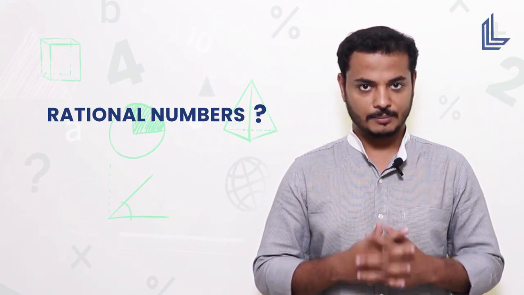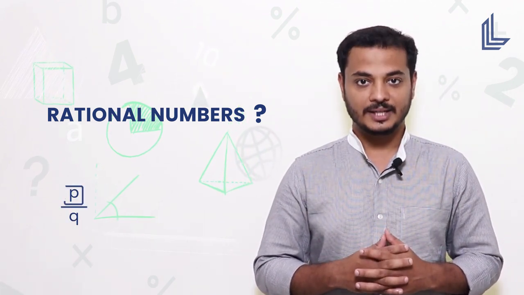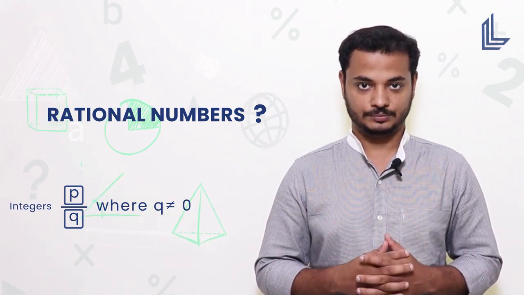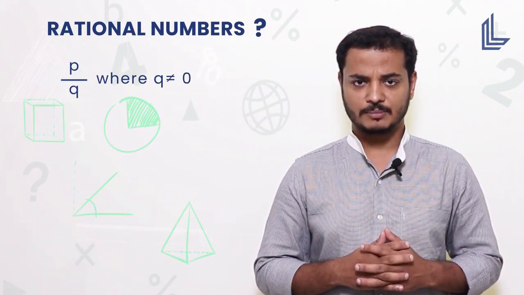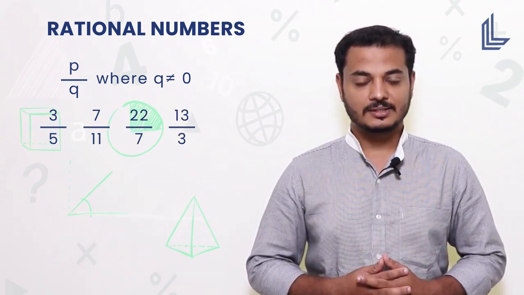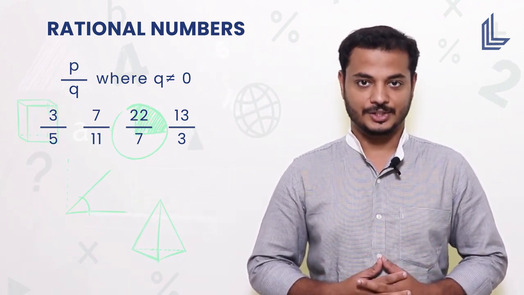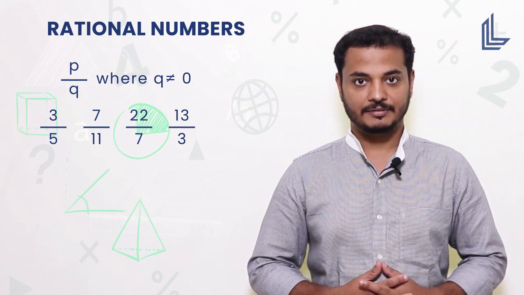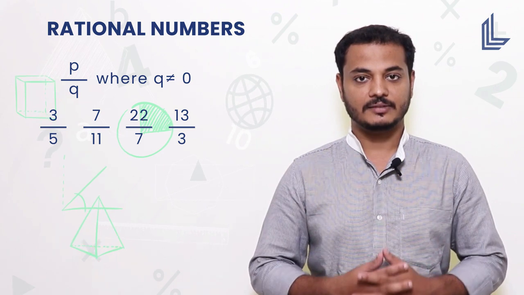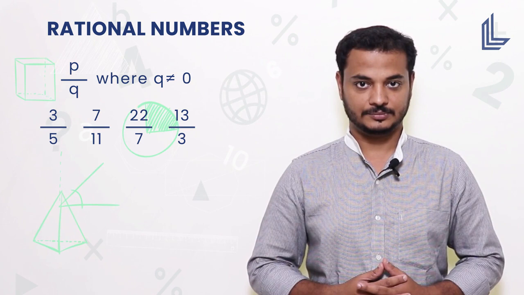Rational numbers are numbers that could be expressed in the form of P by Q, where P and Q are integers and Q is not equal to 0. So can you think of a few examples of rational numbers? Here are a few examples. See, in all these examples, numbers are expressed in the form of P by Q, where P and Q are integers. So just to identify a rational number given in a fraction form, all you need to check is if it is given in the form of P by Q, where P and Q are integers.